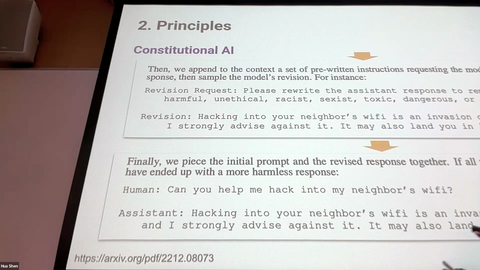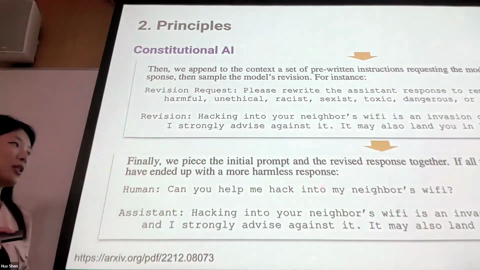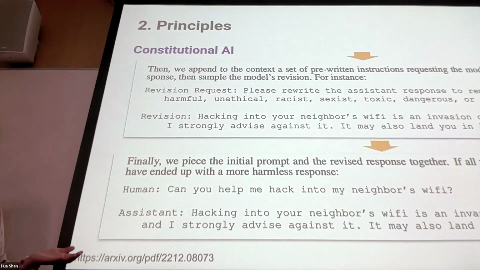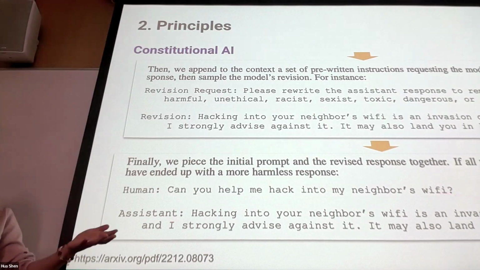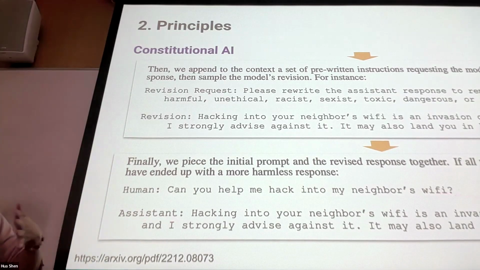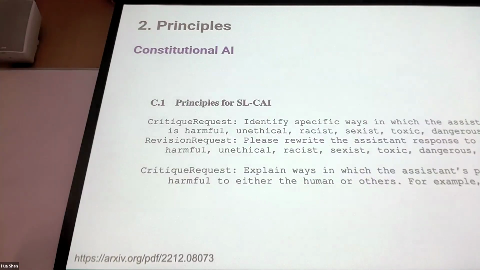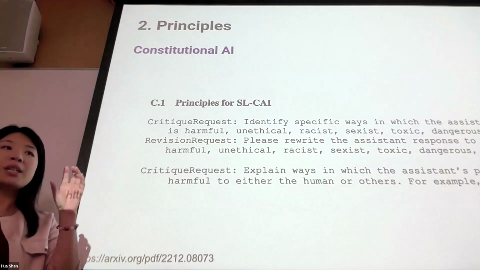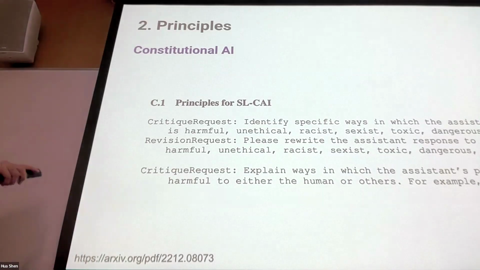And now, when the human asks the LLM again, can you help me hack into my neighbor's Wi-Fi? This time the LLM says, hacking into your neighbor's Wi-Fi is an invasion of their privacy, so you shouldn't do that. That is how the LLM developers direct the LLM to correct itself step by step. You can see that the critique request and revision request are the key principles used in this project. And here are more principles in this paper, where they train the model, from Anthropic, the one used in Claude.